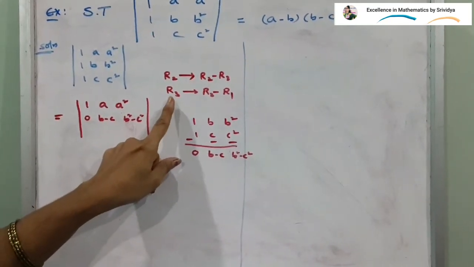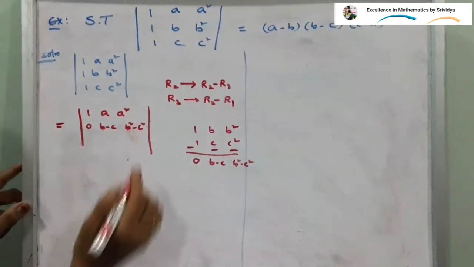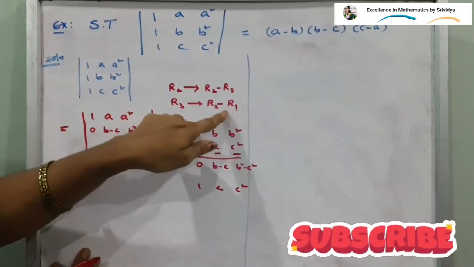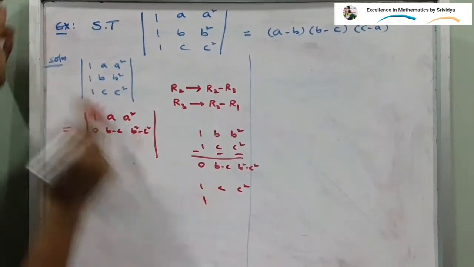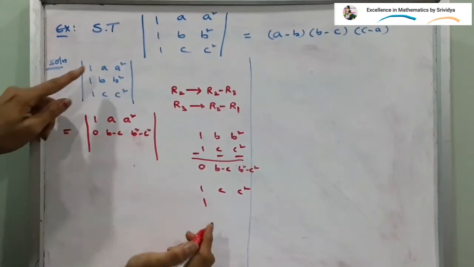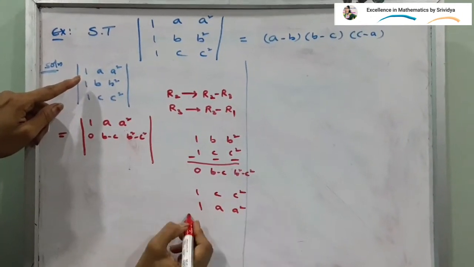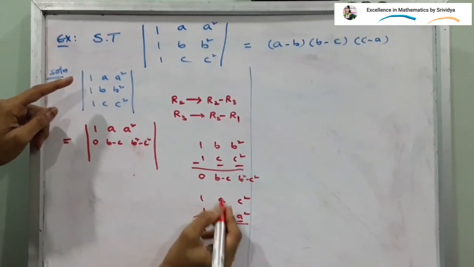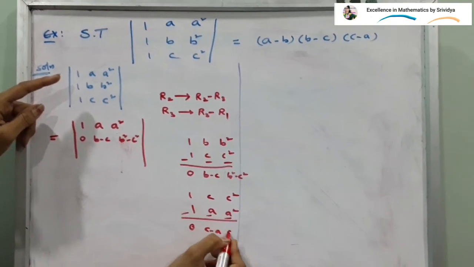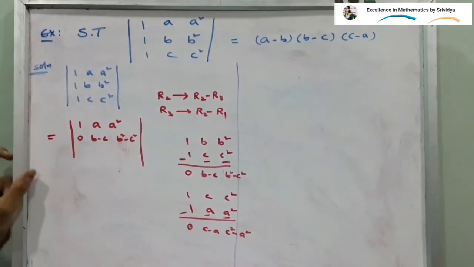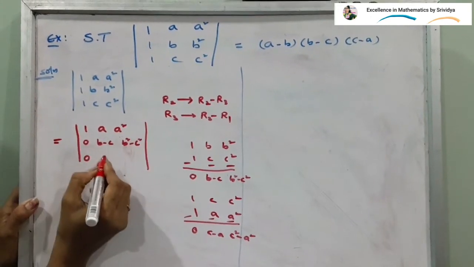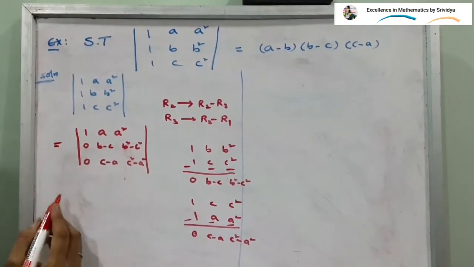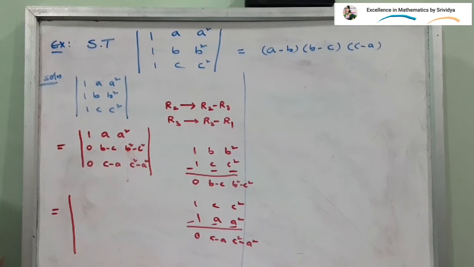Next, the third row: R3 → R3 − R1. Here R3 is 1, c, c² minus R1, which is the first row, 1, a, a². Subtracting, we again get 1 − 1 = 0, c − a, c² − a². Now the third row becomes 0, c − a, c² − a².